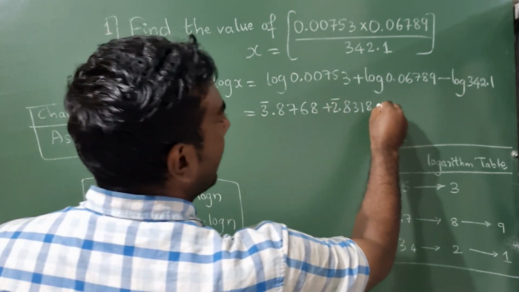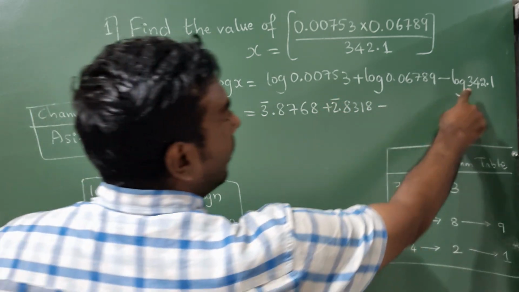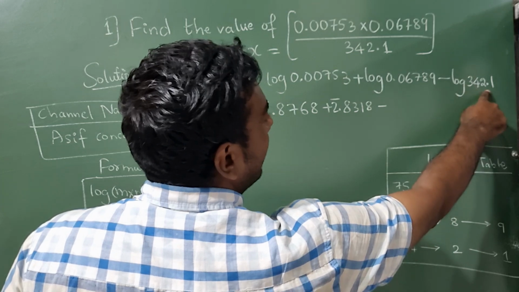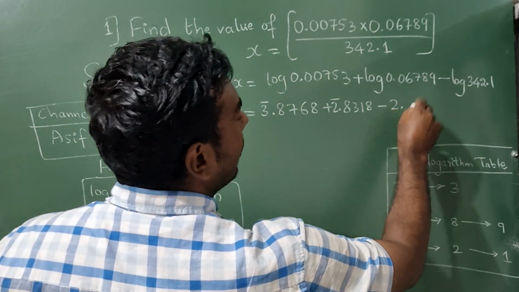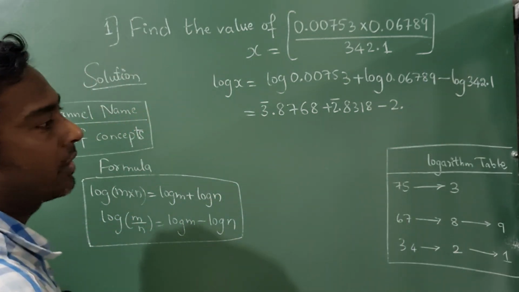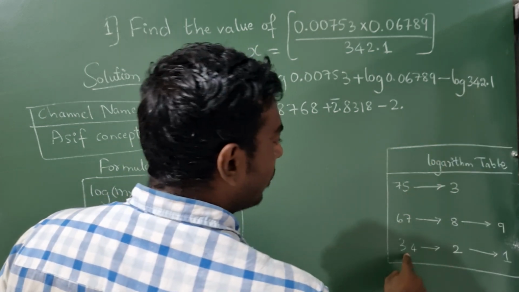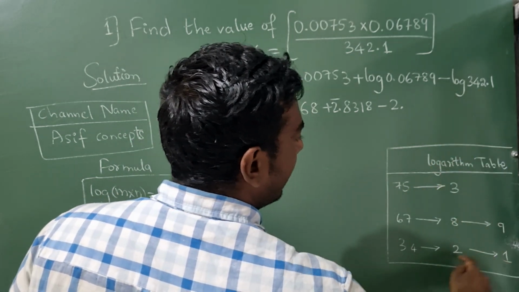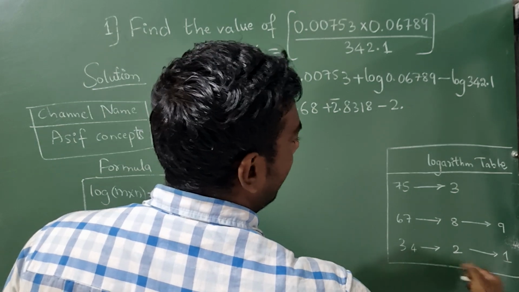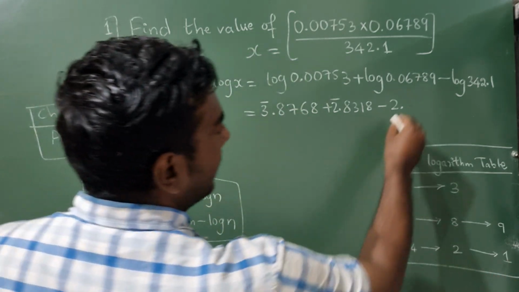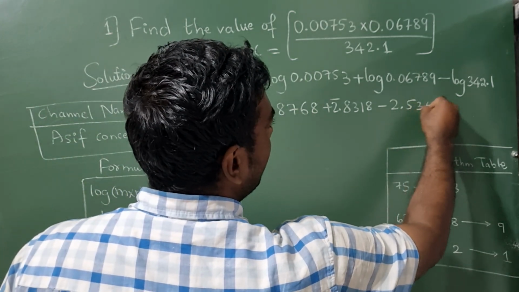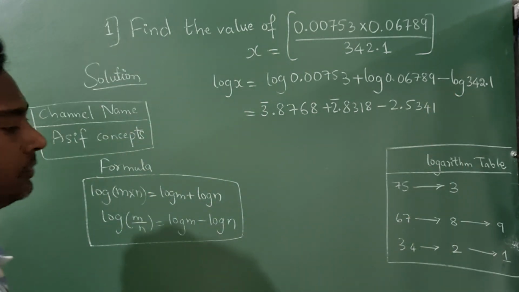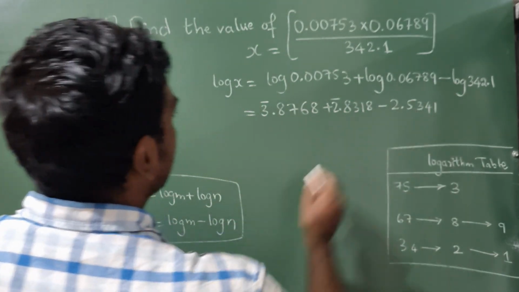Fine. Now minus. Now here 3 digits are there. If there are 3 digits, you should reduce 1, so you should write a 2 here. Now go to the 34th number, second column, mean difference 1, get the answer and add these two. So it is 5341.